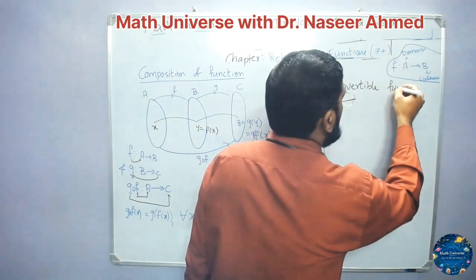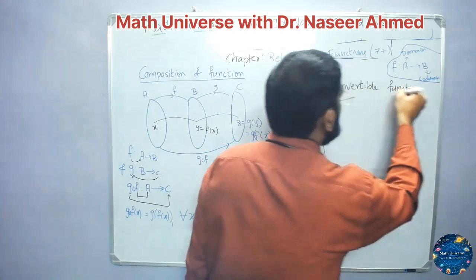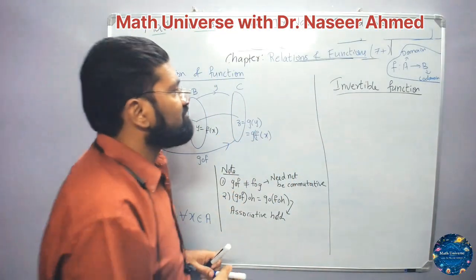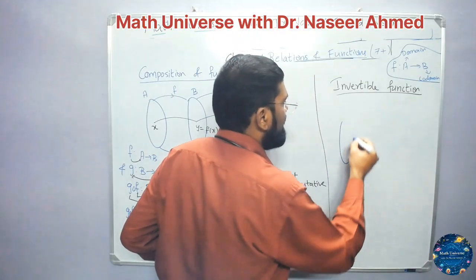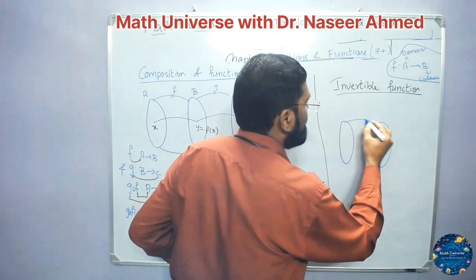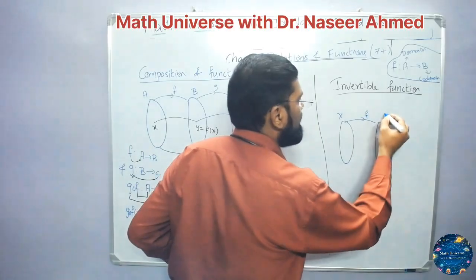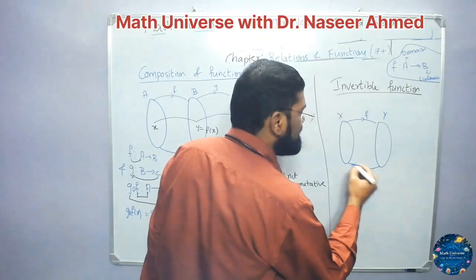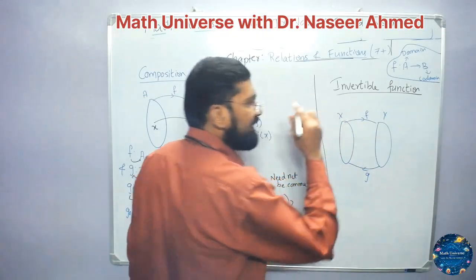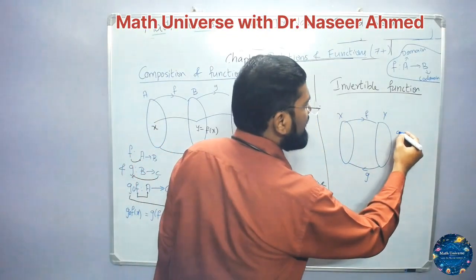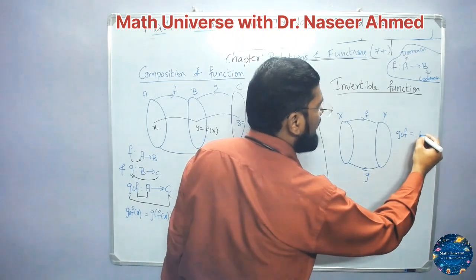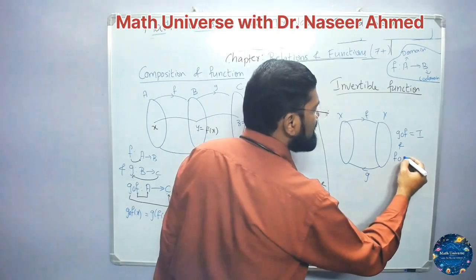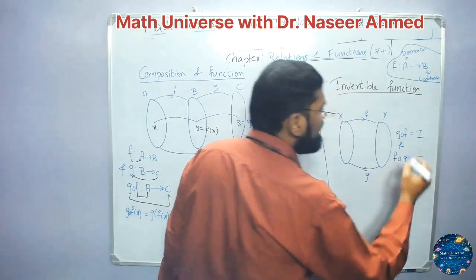It is the same invertible matrix logic, the same way. Now, what is an invertible function? A function f from, let us suppose, X to Y, is said to be invertible if there exists a function g from Y to X such that g composition f should be the identity function and f composition g should again be the identity function.